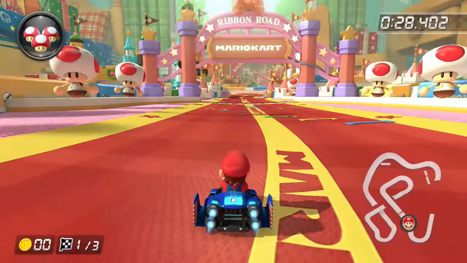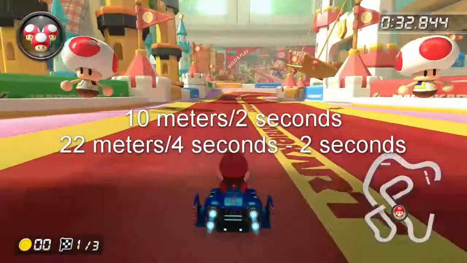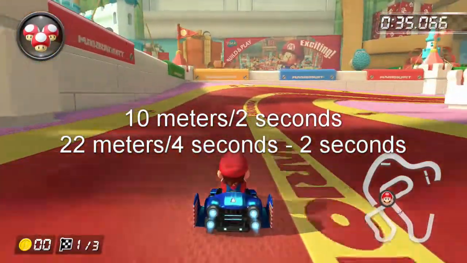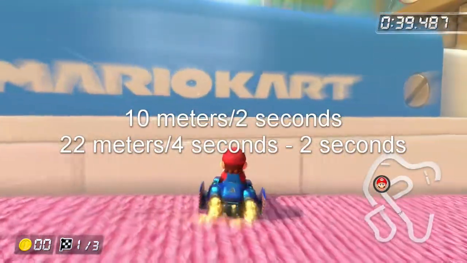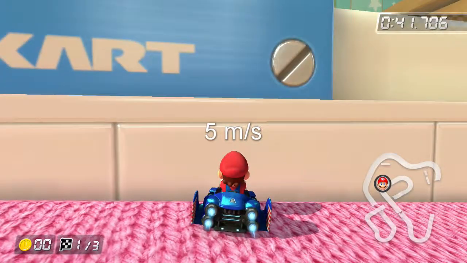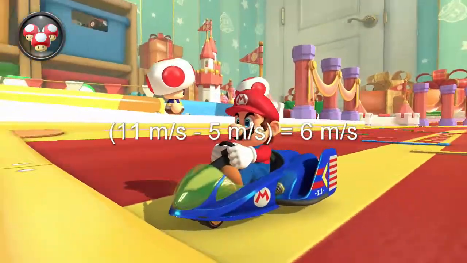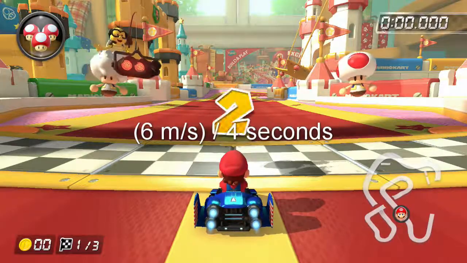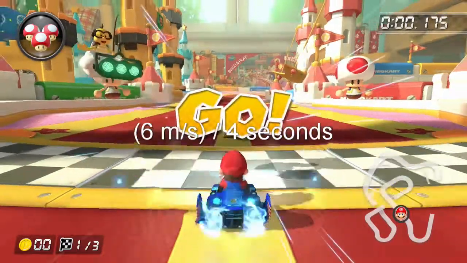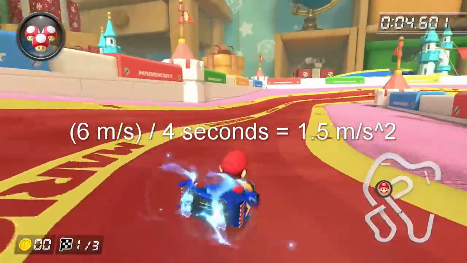Let's say I'm starting this race. At the 2-second mark, I will have a distance of 10 meters. At the 4-second mark, I will have another 22 meters. We calculate the speeds of these individual sections and get an initial speed of 5 meters per second and a later speed of around 11 meters per second. 11 meters per second minus 5 is 6 meters per second. We divide this by 4 seconds because that's the total time, and we get an acceleration of 1.5 meters per second squared.